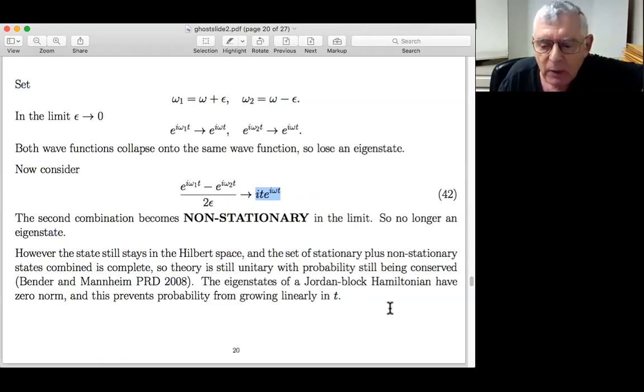But what Carl and I were able to show is that the set of stationary plus non-stationary states combined is still complete. The theory is still unitary. Probability is still conserved. And the Hamiltonian is such that it does not grow linearly in T. There is no runaway energy. You just have to use the correct Hamiltonian.